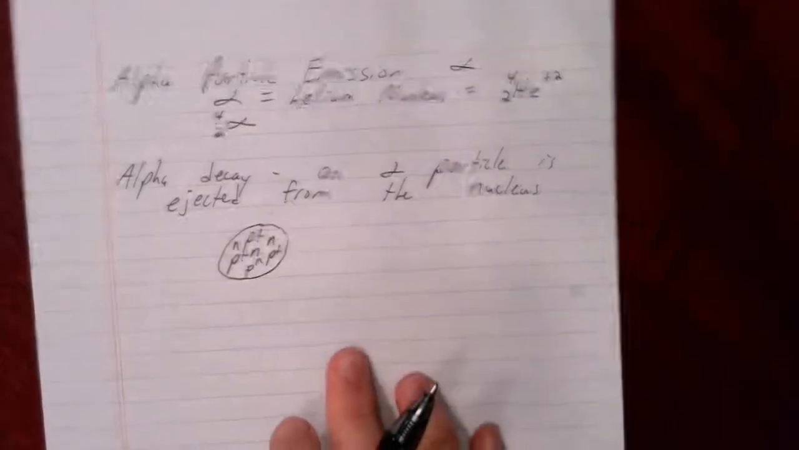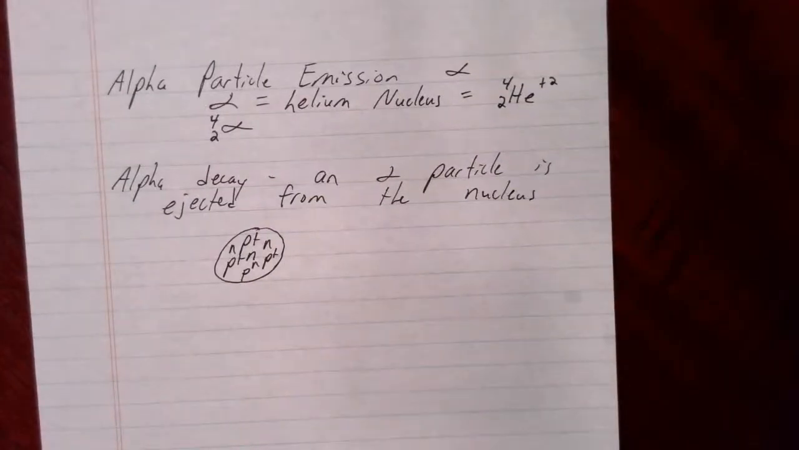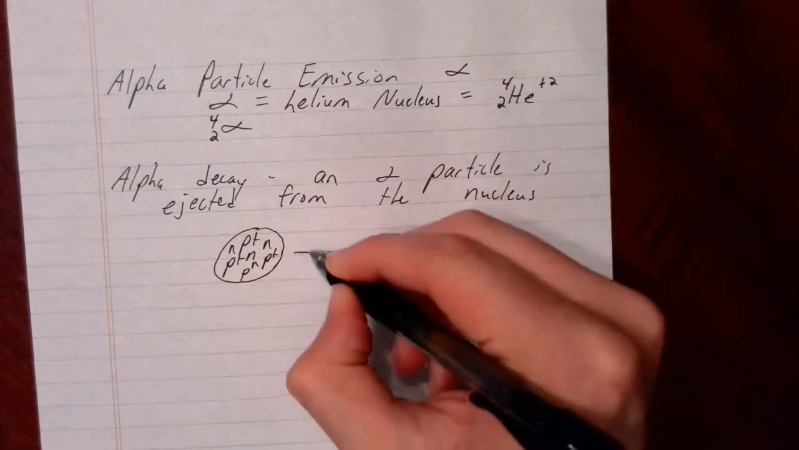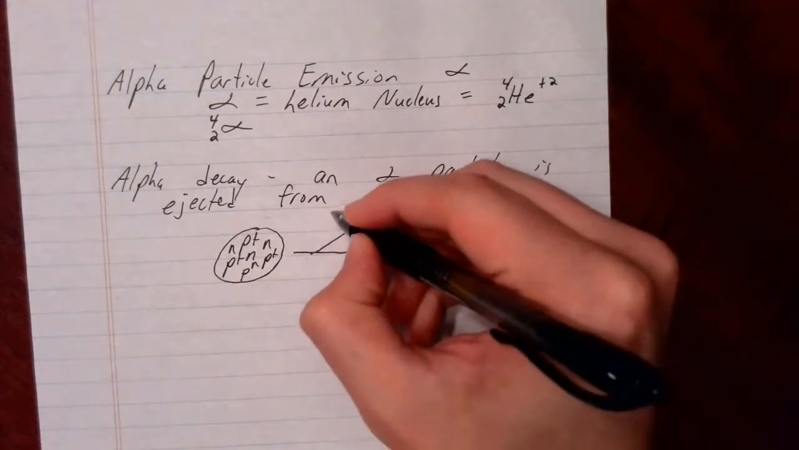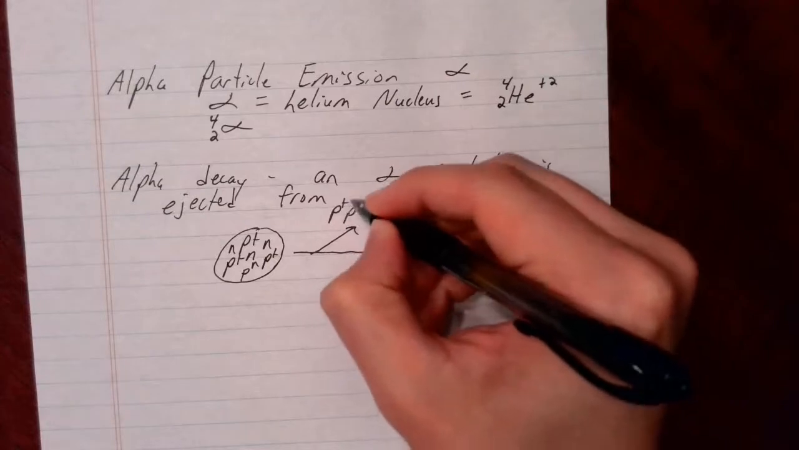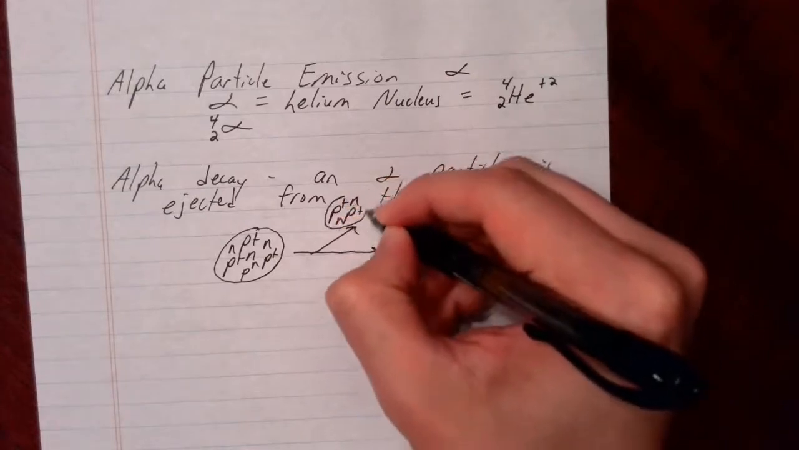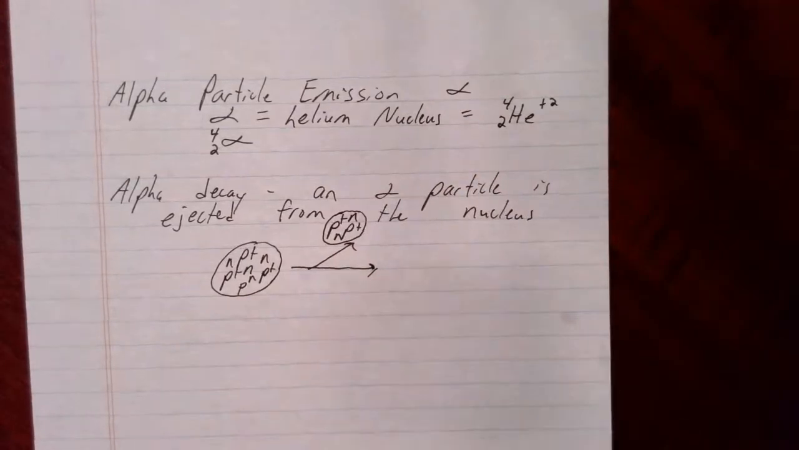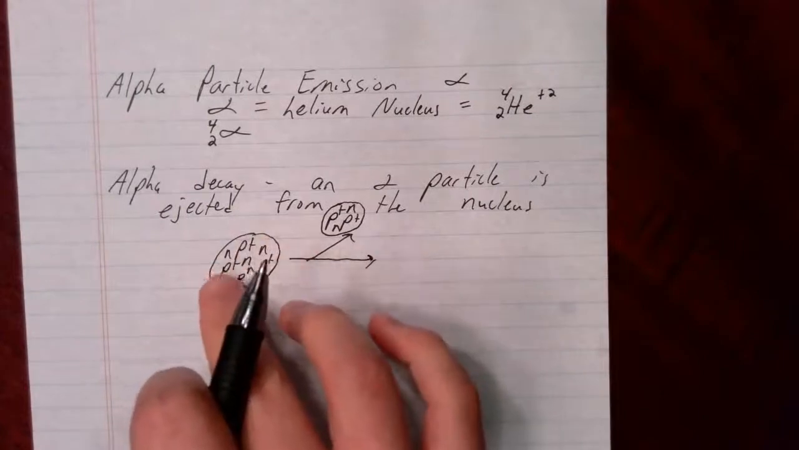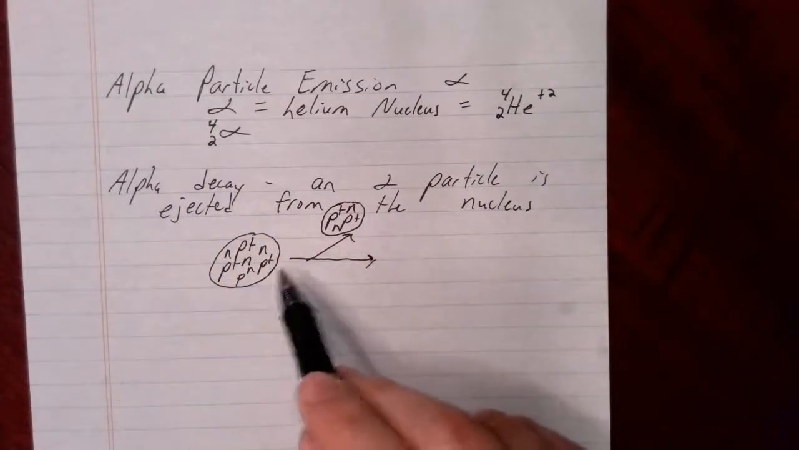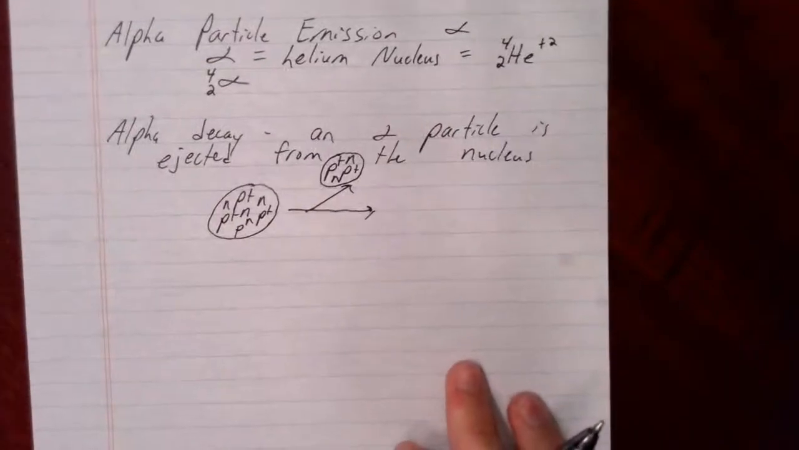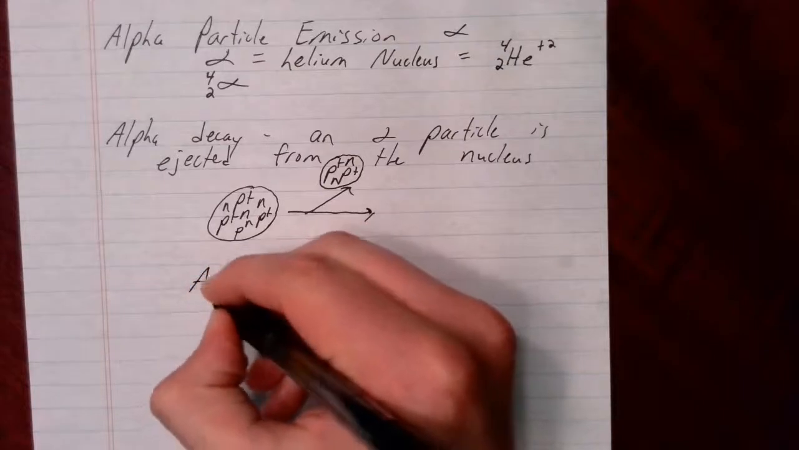For many different reasons that are way beyond the scope of this class, there's some type of energetic imbalance here that causes an alpha particle to be ejected. What leaves is an alpha particle, so it's 2 protons and 2 neutrons, a small particle equivalent to a helium nucleus. If we think about what we have left over now, we'd simply take the original number of protons and subtract 2, and the original number of neutrons and subtract 2. So let's look at an example here.